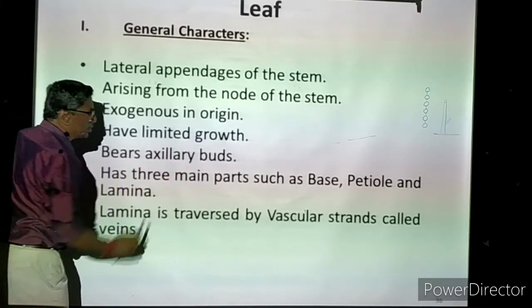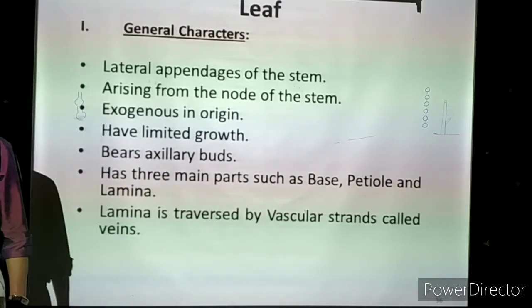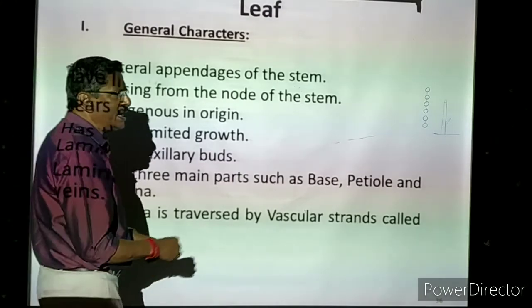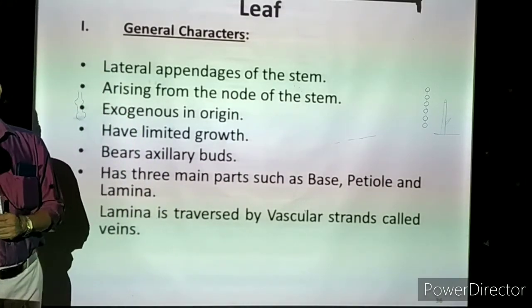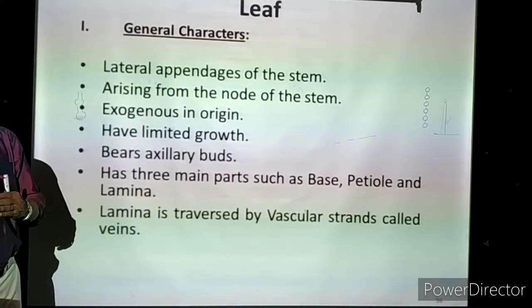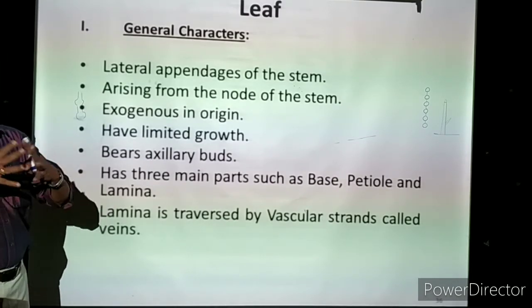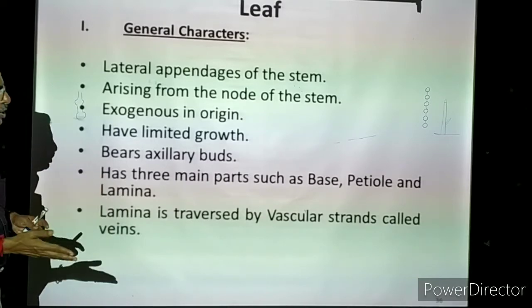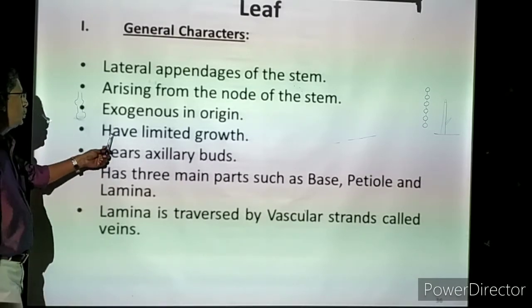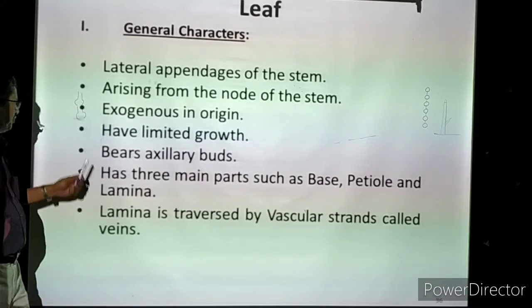Leaves have limited growth. Now the leaves are always having limited growth. For example, at the beginning the leaf will be a tiny young leaf, very, very small. But as the age increases, it grows and reaches one particular size. After that it won't grow. The days will be going on, weeks will be going on, but it won't grow. That is called limited growth.